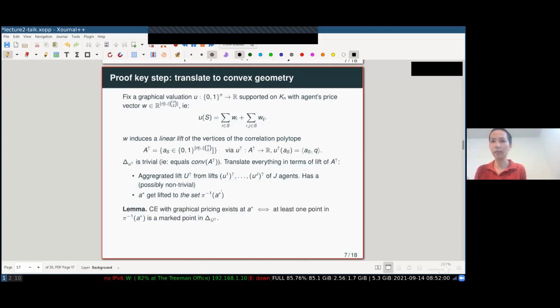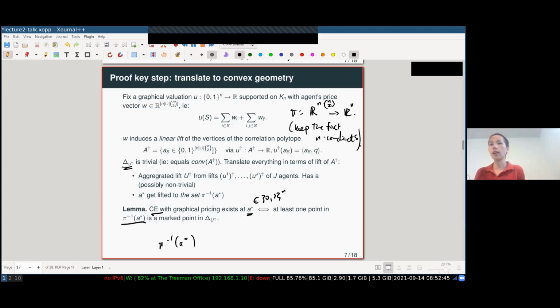Well, I do have it in this slide. Comparative equilibrium at A star, which is a point in the cube, exists if and only if at least one point in this fiber of A star is a marked point in this regular subdivision of delta U. So let me explain this fiber, pi inverse of A star. Pi is just the projection from R^(n plus n choose 2) down to R^n, and it's just keeping the first n coordinates.